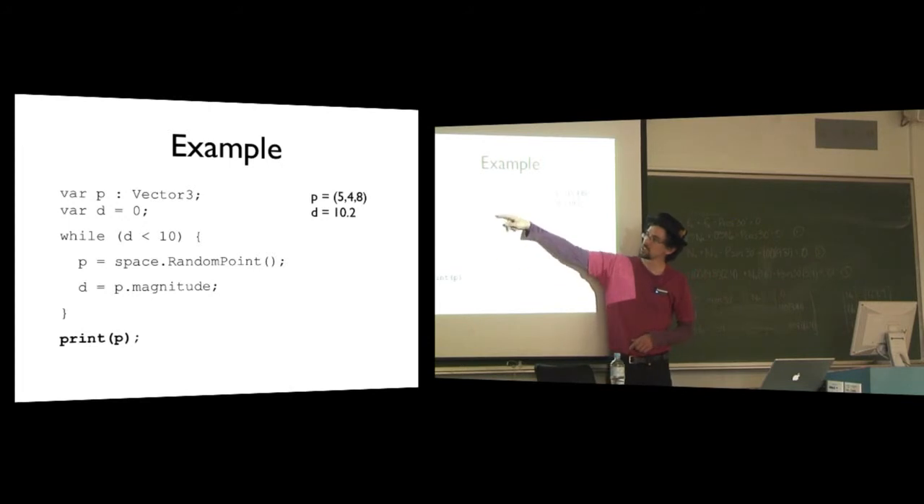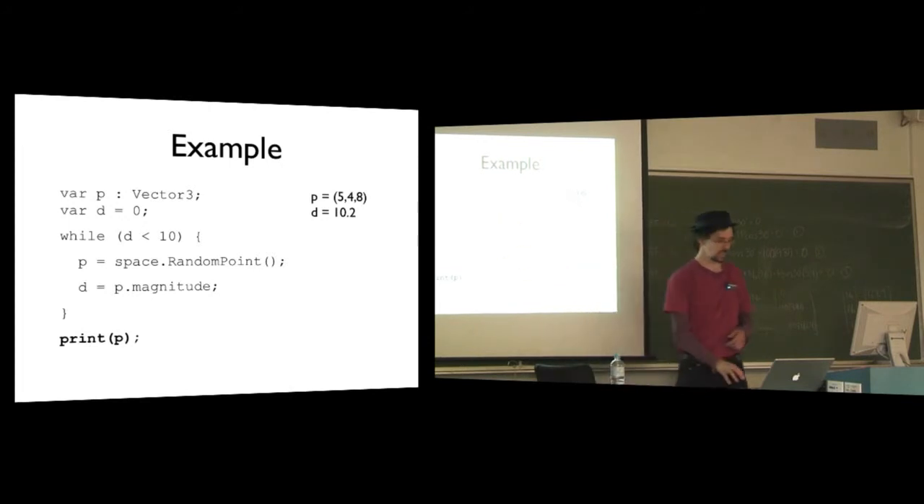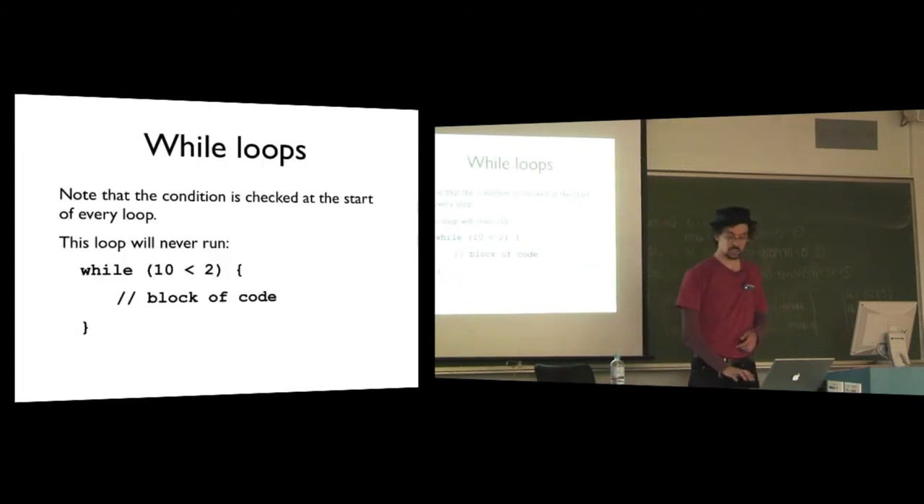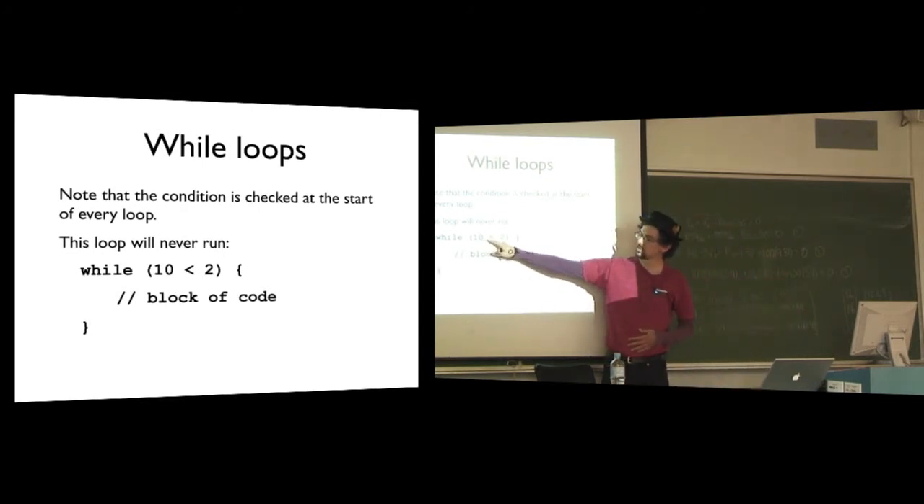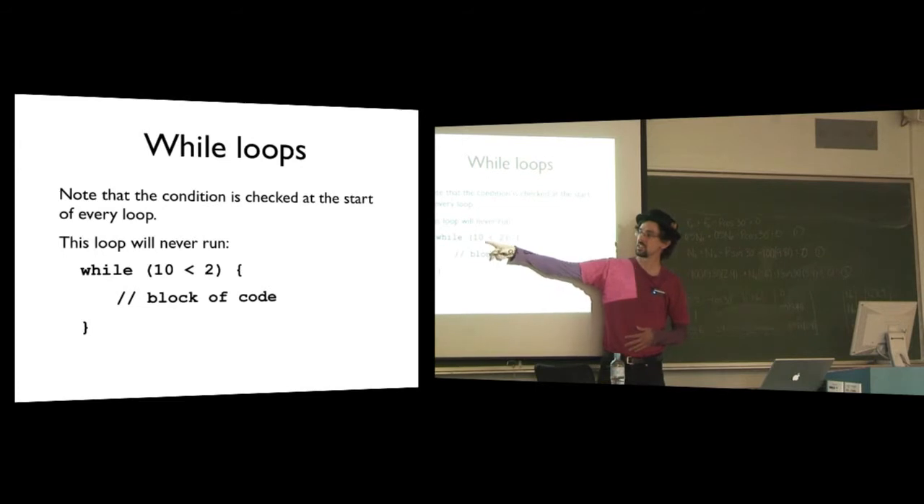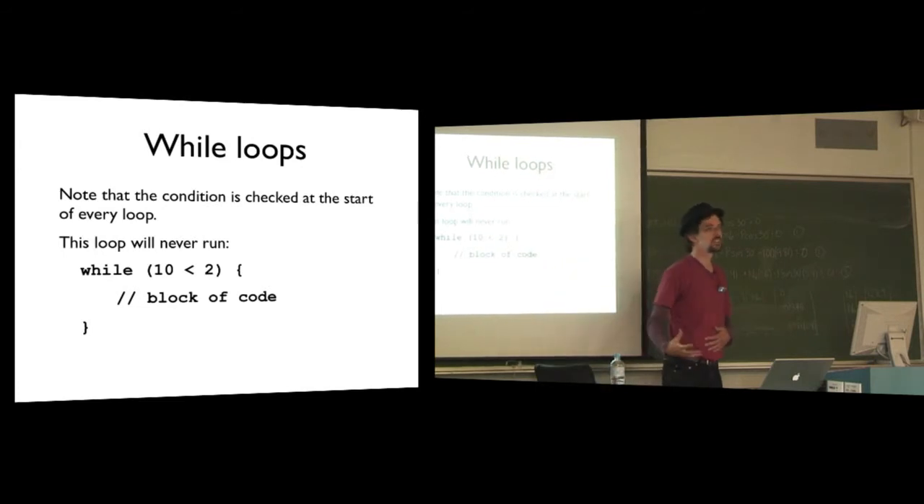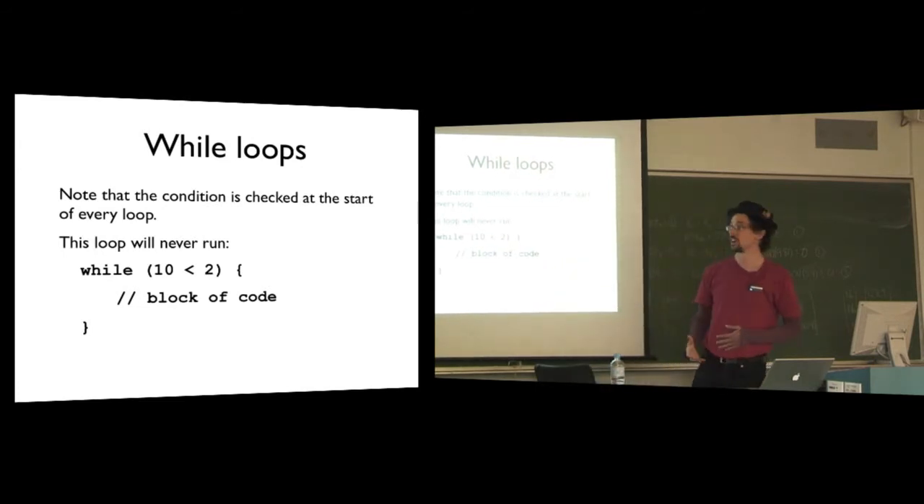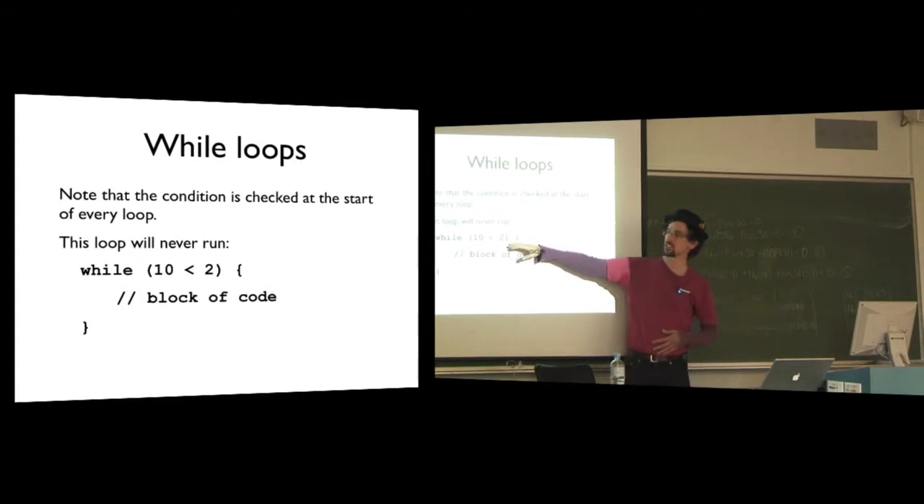Now note, we only check this at the top of the loop. So if we look at a piece of code like that, the first time we try to check this, 10 isn't less than 2, and so the code isn't executed at all. So if the condition is false at the beginning, the code will never be executed. So it's like an if statement there. If the condition is already false, just skip to the end.